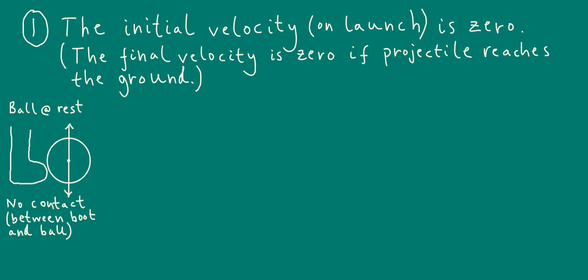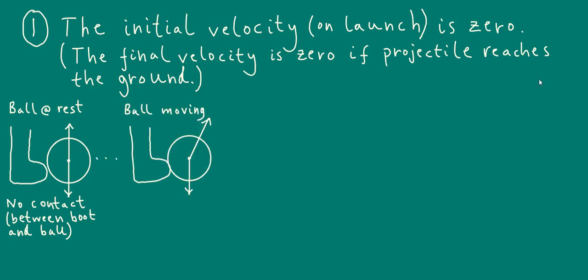Now, a very short time later, when the boot actually makes contact with the ball, the boot will apply a force on the ball. That's denoted by this arrow or vector here. And since there's now a resultant force on the ball, it will start moving. I should say here that the ball is no longer in contact with the ground, so I haven't drawn the normal reaction force going up, because it's in the air now.